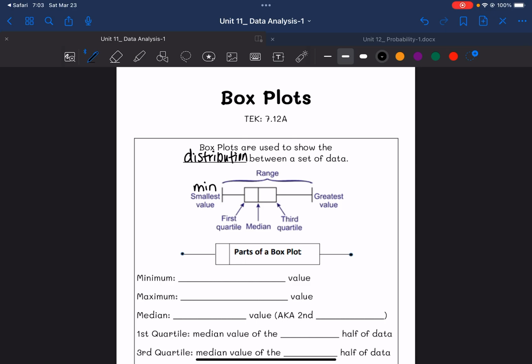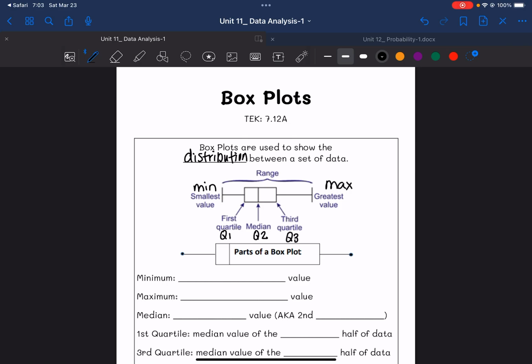Okay, the first quartile is also called quartile 1, the median is also called quartile 2, and the third quartile is called quartile 3 or Q3. Okay, and then of course the greatest value is the max. Okay, all of these points are important for us to remember. All right, so let's talk about each part.